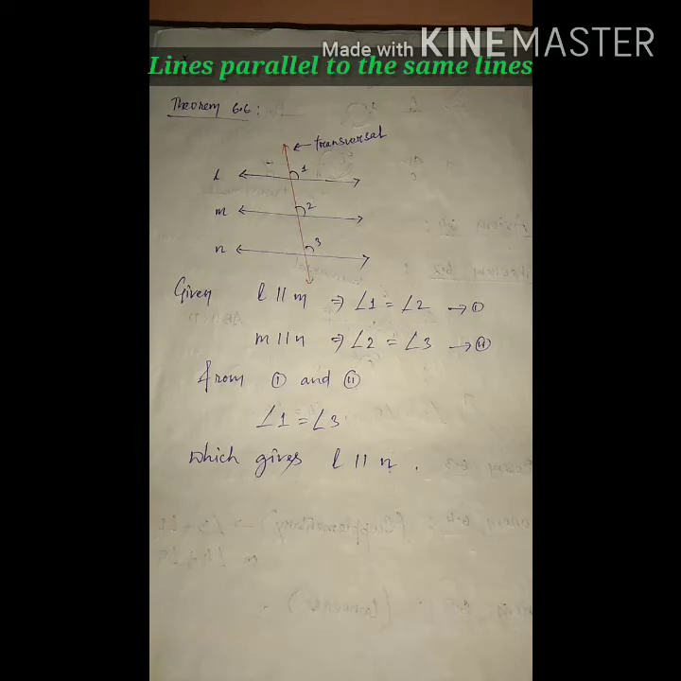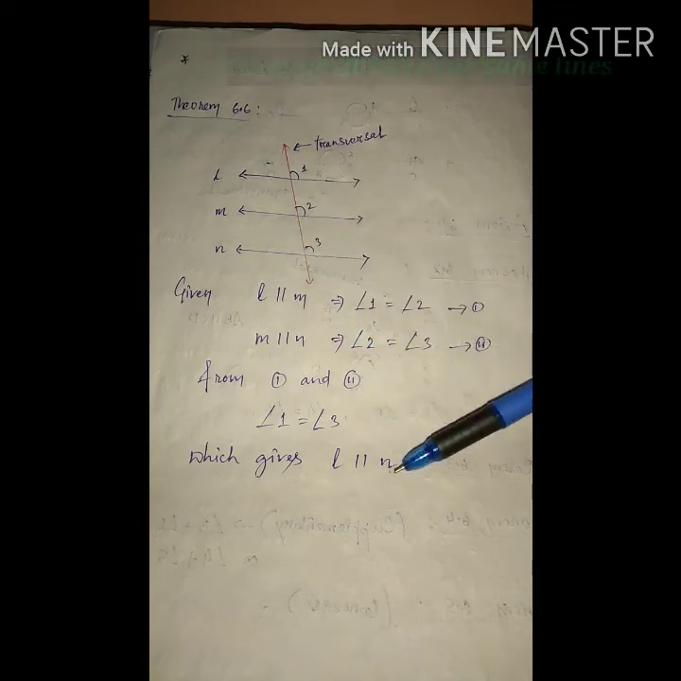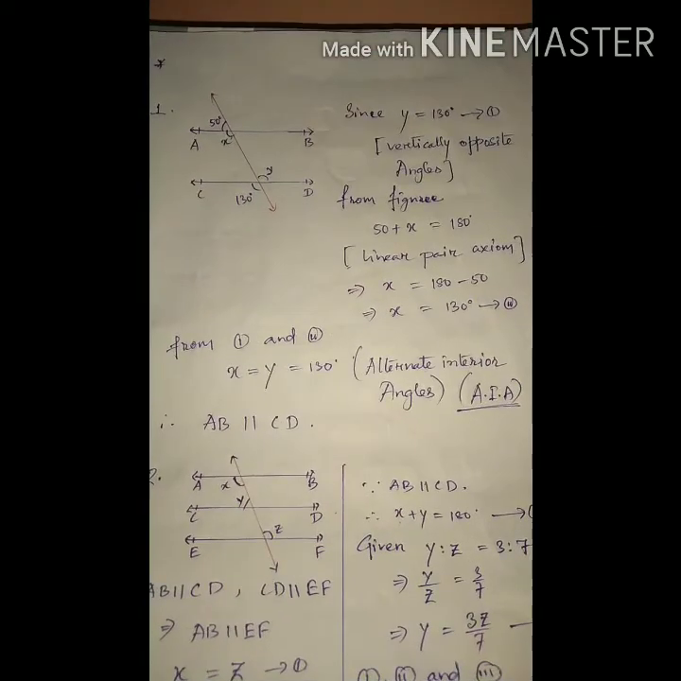Is it clear? From here what we can say, if L is parallel to M as well as M is parallel to N, without doing anything we can directly say L is also parallel to N. From this proof we can get it. Is it clear? Okay. Now we move to exercise 6.2.